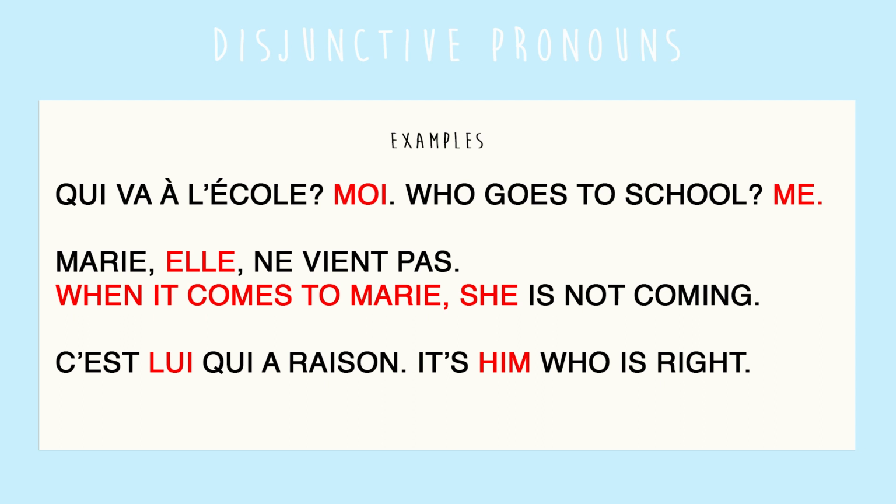Marie, elle, ne vient pas. When it comes to Mary, she is not coming. C'est lui qui a raison. It's him who is right. You can clearly see that here we've been able to create an emphasis thanks to the disjunctive pronouns.